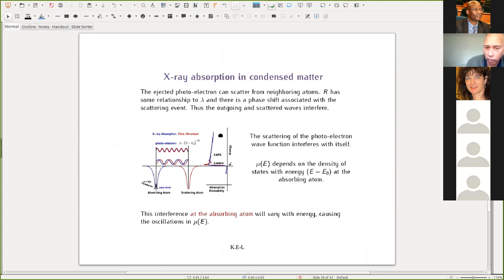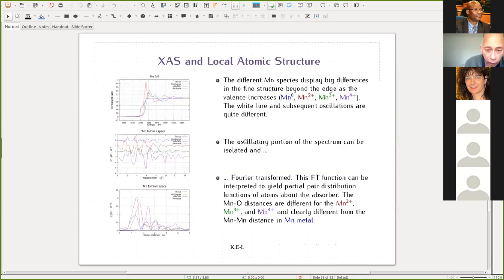That's the essence of XAFS. And let's see on the next page. Right. If you look at these two panels down here, take those oscillations that you saw on the top, isolate them, and then take their Fourier transform. It turns out it does a pretty good job of telling you information about the atoms near the atom that emitted the electron, the one that got popped out.